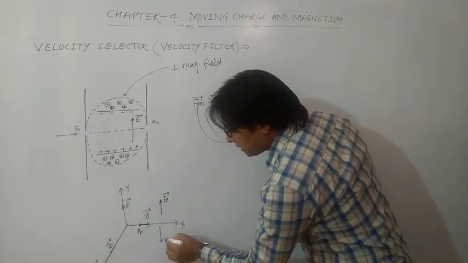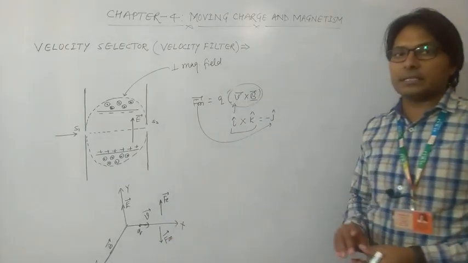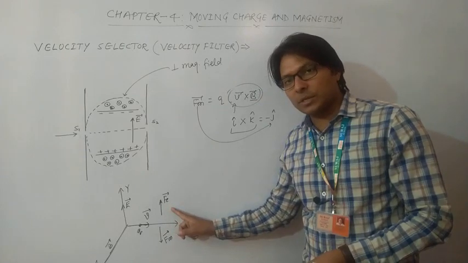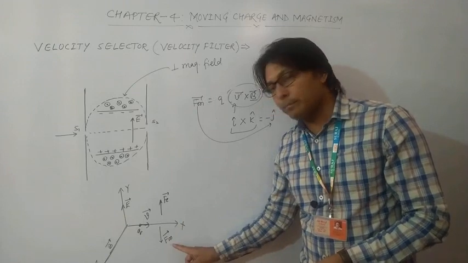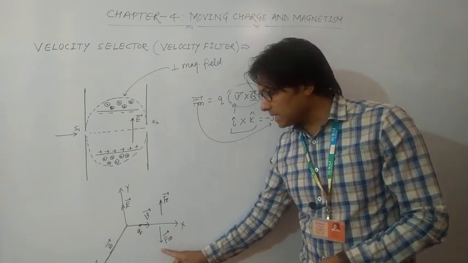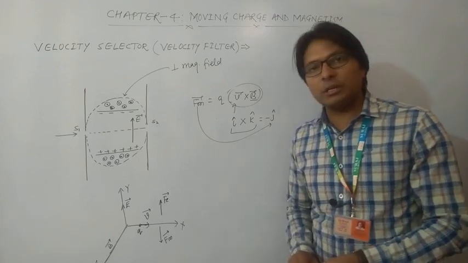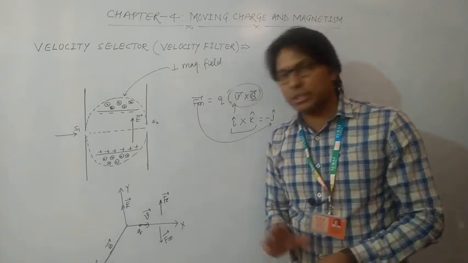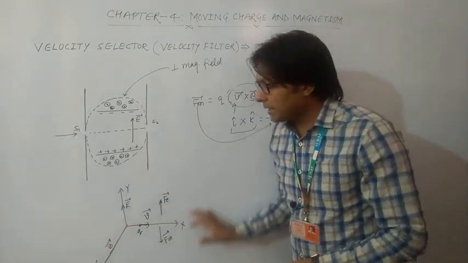So this is the direction of magnetic force, and now you can easily understand that the direction of electric force on the charged particles is just opposite to the direction of magnetic force, which is acting in the negative y direction. And all this has been possible due to the magnetic field which we have applied in the positive z direction.